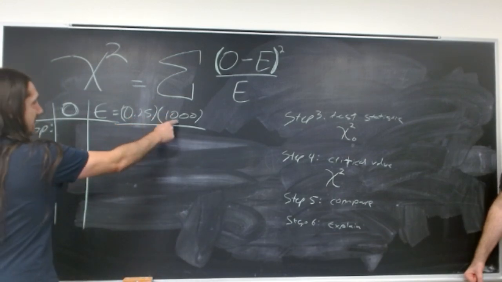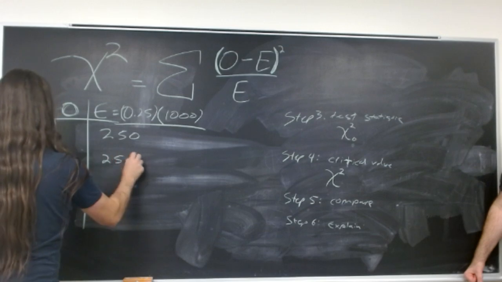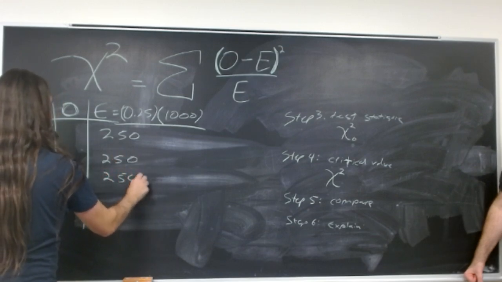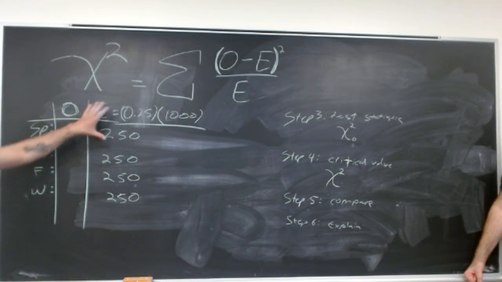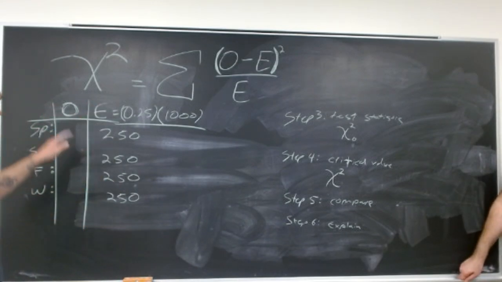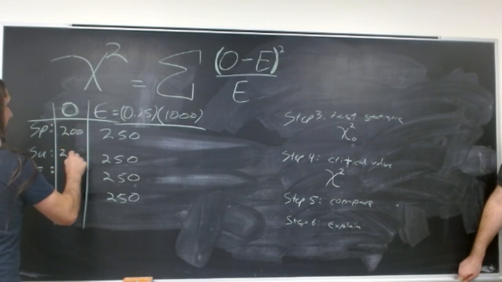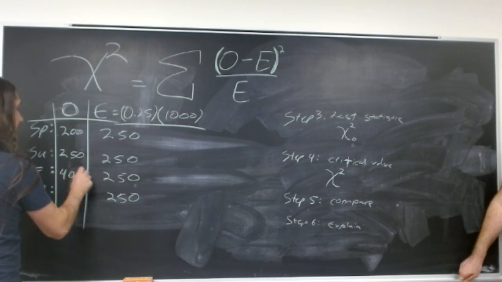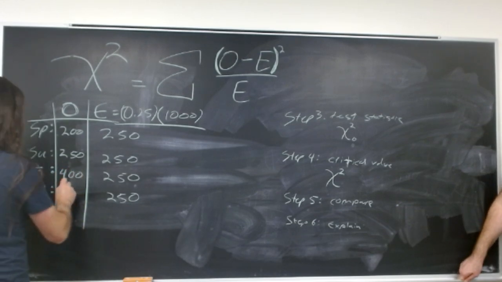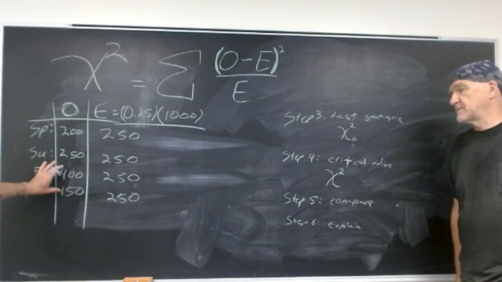So 25% times 1,000 gives a 250 here, a 250 there, a 250 here, and you probably guessed it, another 250. So this is what we expect to get. What did we actually get when we did the study? We got a 200 here, and a 250 here. Looking good so far. Then we got a 400 and some, there might be something fishy going on, and a 150. It seemed to start off all right, but then something weird went on here.